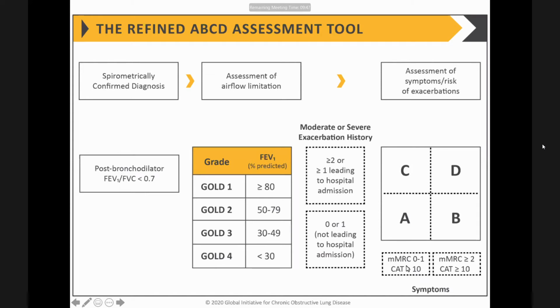While C is when there are fewer symptoms and more exacerbations. So if there are less symptoms and more exacerbations, it comes under C. While D is more symptoms along with a high risk of exacerbations, so it comes into D.